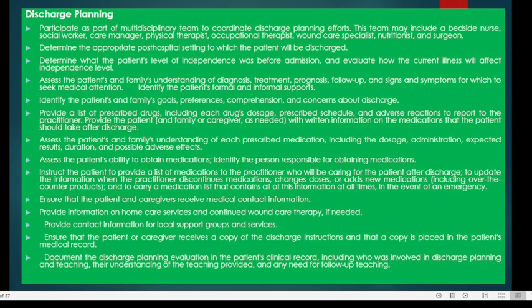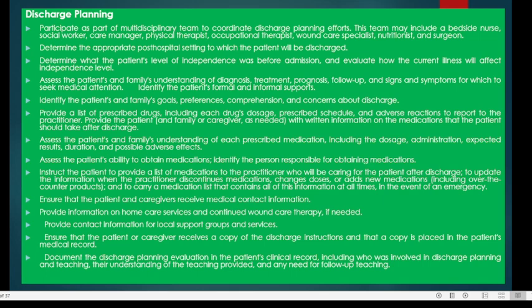Determine what the client's level of independence was before admission and evaluate how the current illness will affect the independence level. Ask about the patient's and the family's understanding of diagnosis, treatment, prognosis, follow-up, and signs and symptoms for which to seek medical attention. You need to identify the patient's formal and informal supports that will help in recovery. Identify the patient's and family's goals, preferences, and concerns about discharge.